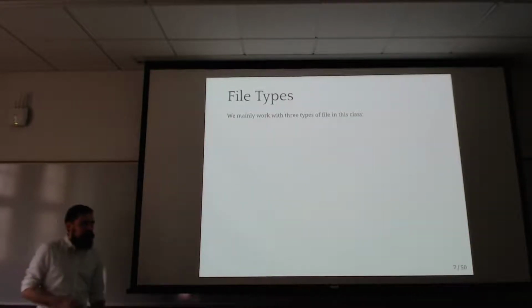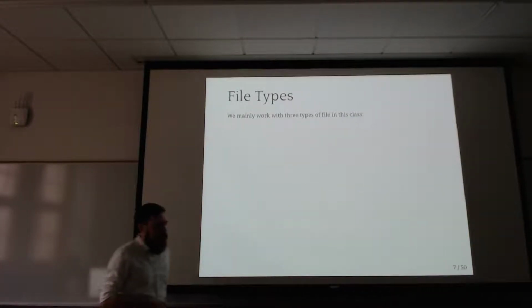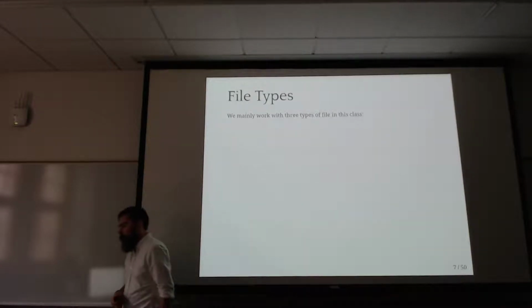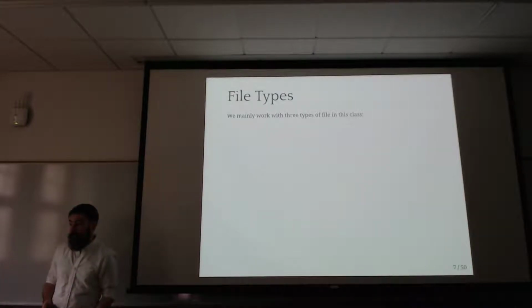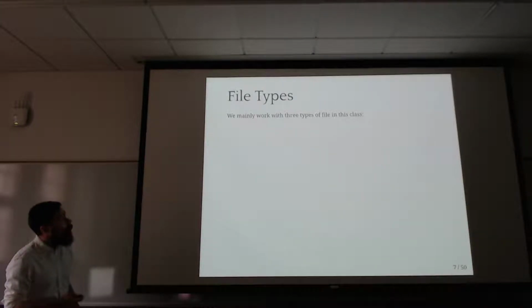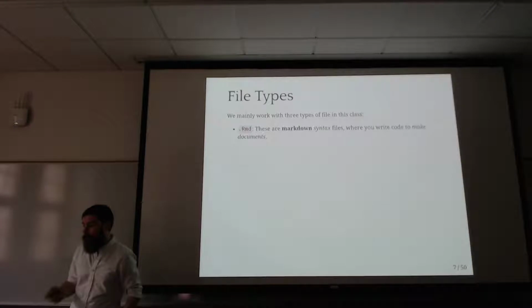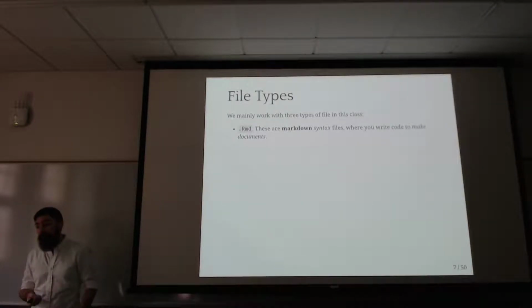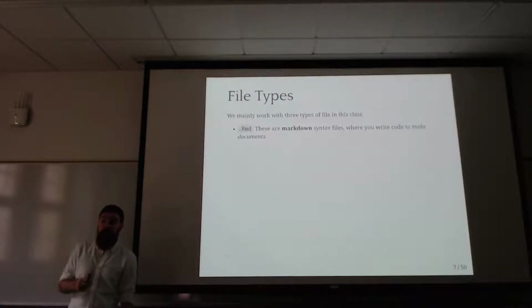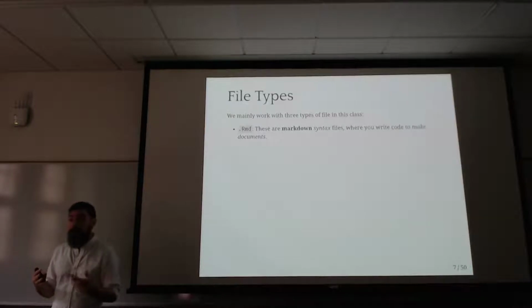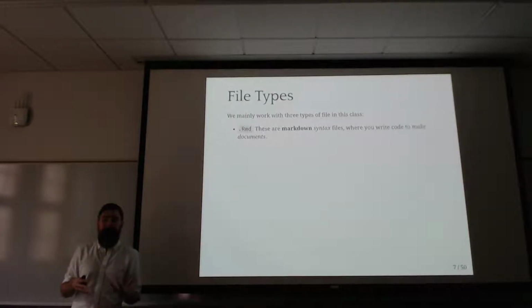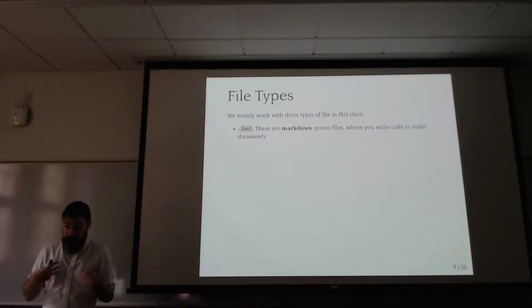Okay. File types in this class. So I kind of briskly went through file types in the first lecture, and I want to go back over it because this stuff is really important. So in this particular class, we mainly work with 3 types of file. We work with .Rmd files. These are your markdown syntax files, the things you're opening and working in to turn in homeworks in this class. Rmd files are where you write code mixed with text for the purpose of making some output document. In this class, homework assignments.